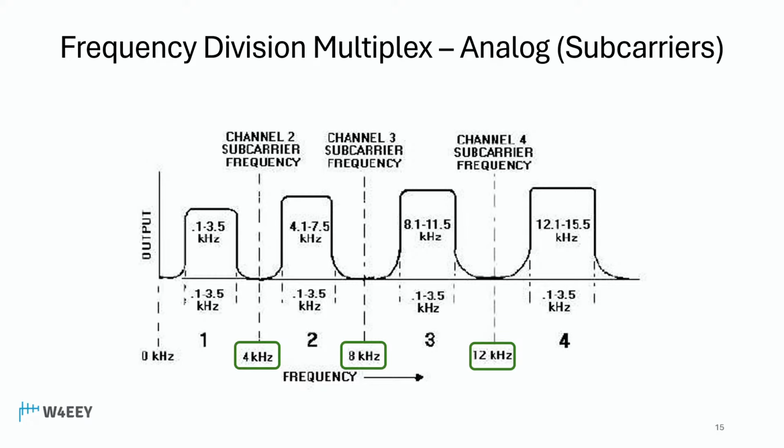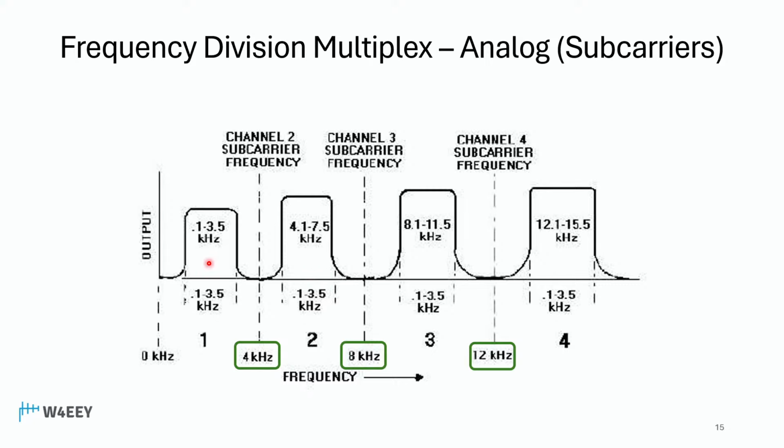I've got a larger expansion of what I showed a minute ago. So here they're showing voice frequencies at 0.1 to 3.5 kilohertz. That's the space that is occupied by a single sideband voice set of frequencies, right at the base frequency. And then we're going to take the next channel and mix it with a subcarrier at 4 kilohertz. That will shift those audio frequencies up to 4.1 to 7.5 kilohertz.